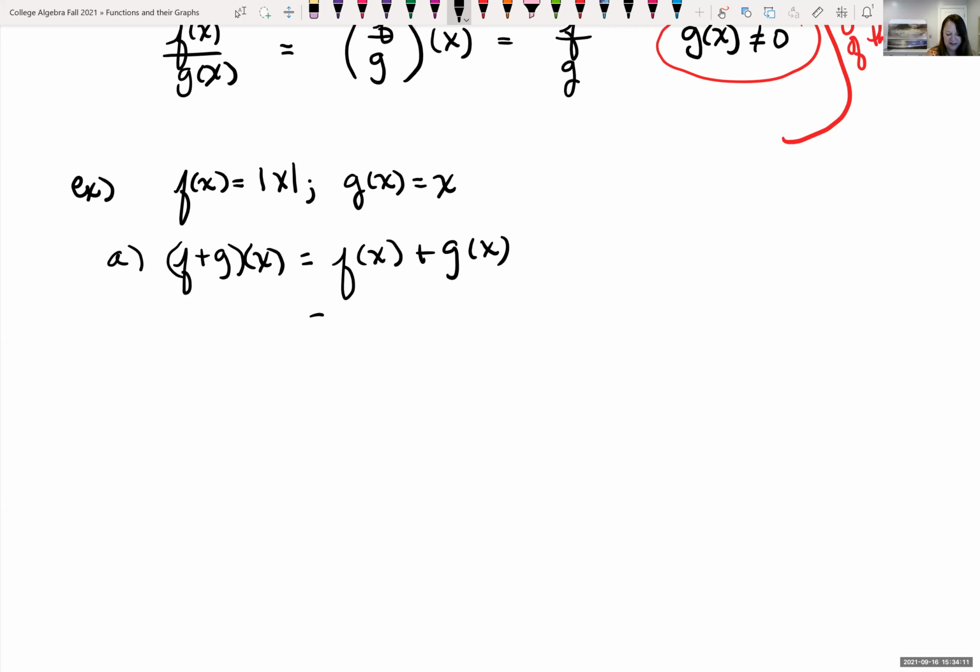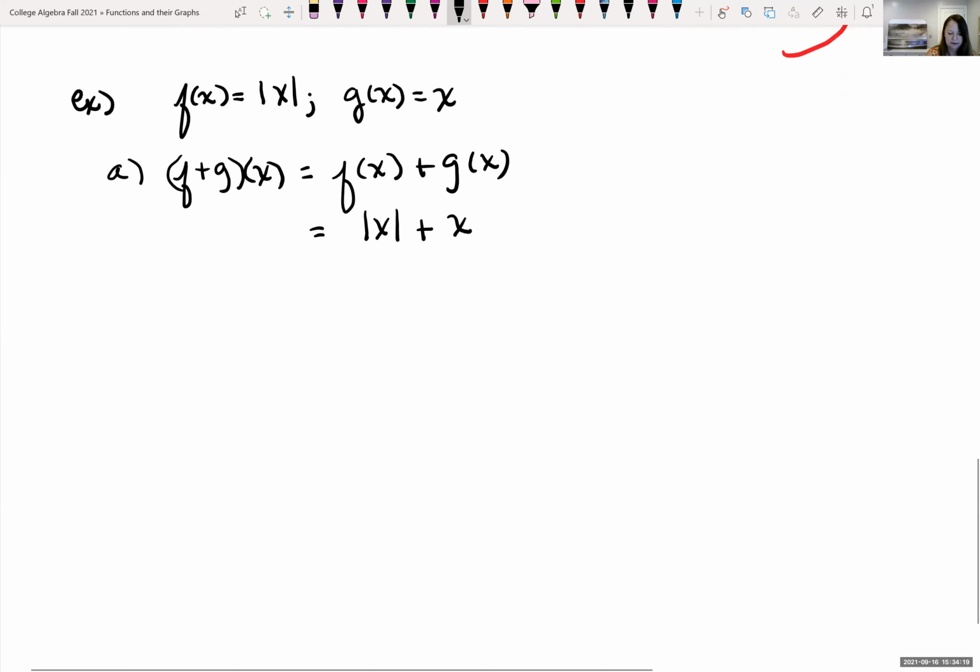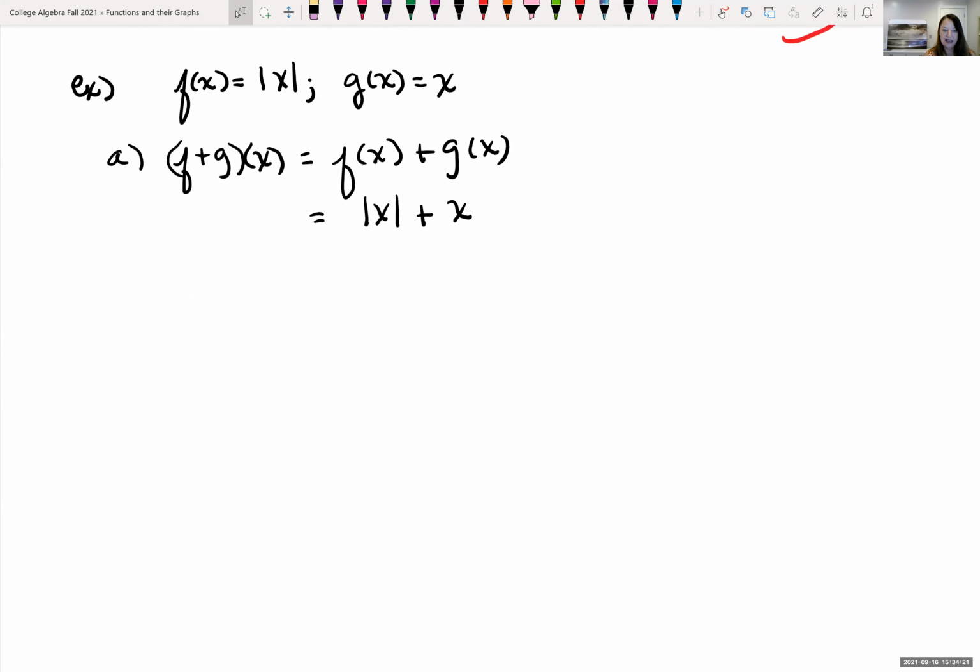Well, my function f of x is just the absolute value of x, plus my function g of x, which is x. And I can't simplify this because of the absolute value in here. And so I would just leave it like this.